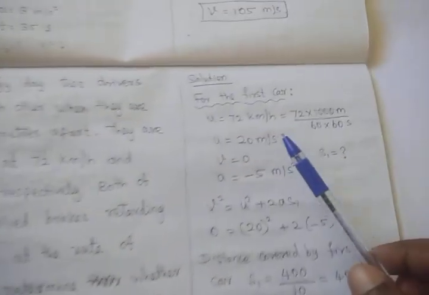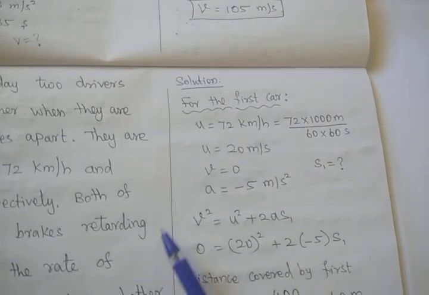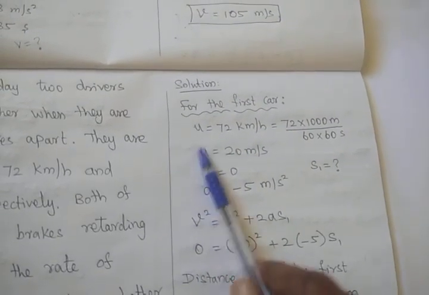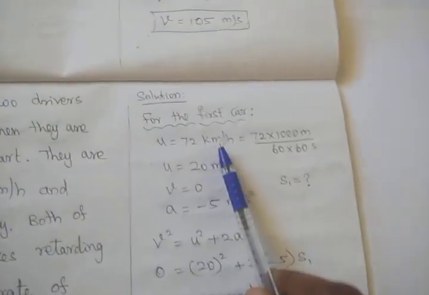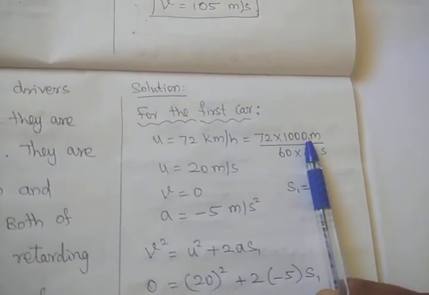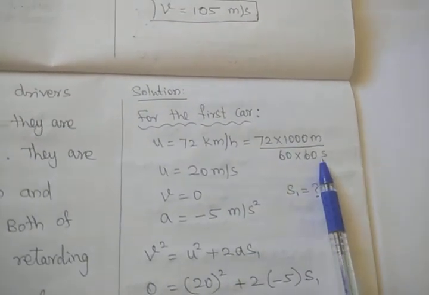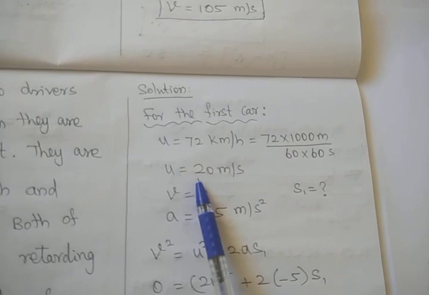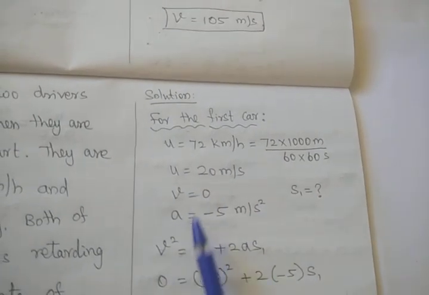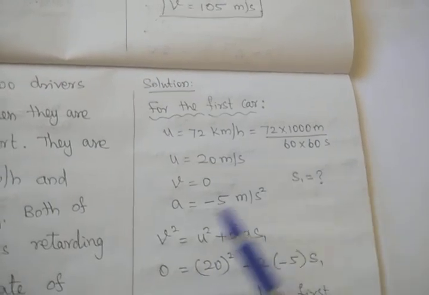First you write the given data. What is the initial velocity of the first car? 72 km per hour. What is the initial velocity in meter per second? How can you convert? 1 kilometer is equal to 1000 meters, so multiply by 1000. Then 1 hour you have to convert into seconds, so 60 into 60. By solving these, we get an answer of 20 meter per second. So always you should do the problem in SI units, meters only.